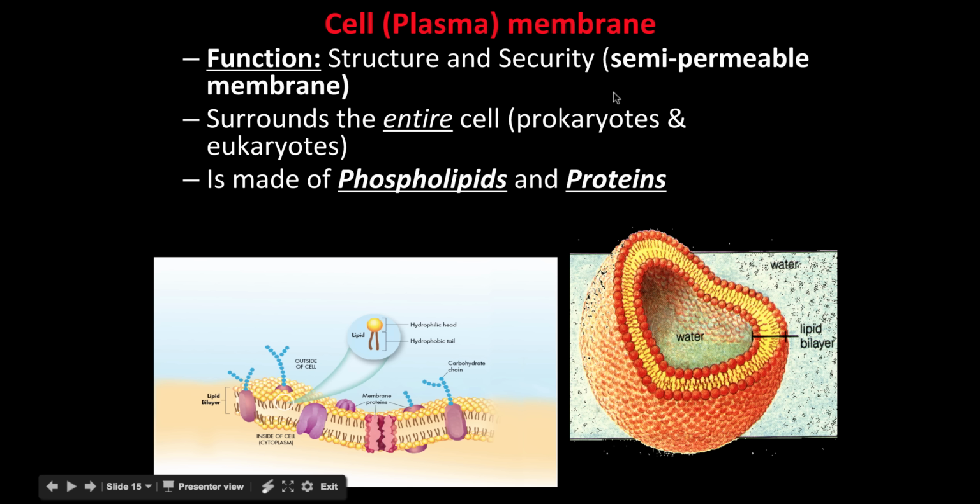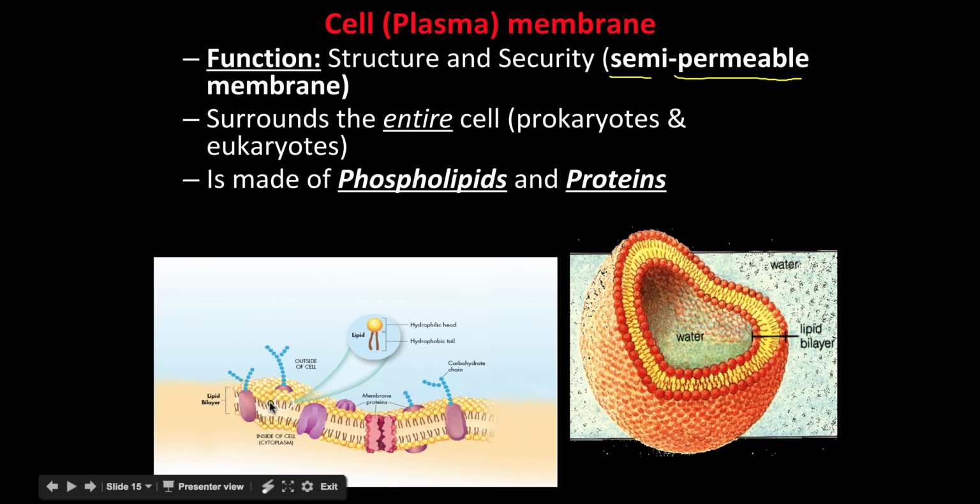It is semi-permeable, all right? So this is a new term for us. Essentially what we're saying is that some stuff is allowed to pass through the cell, all right? So some things can pass through. It surrounds the entire cell, prokaryotes and eukaryotes, so it forms that outer edge, and it is made of phospholipids. We call it a phospholipid bilayer, and then proteins kind of wedged in there.